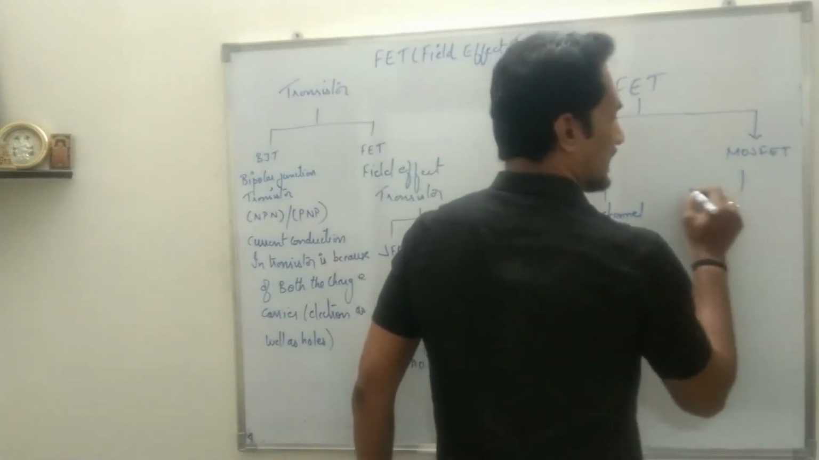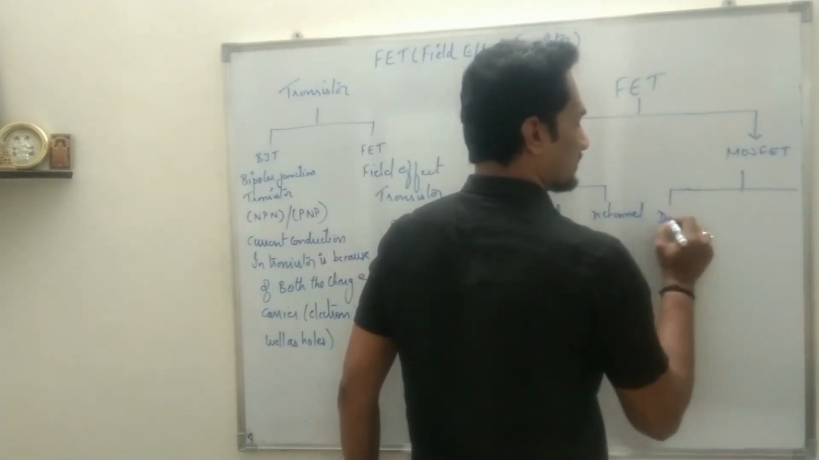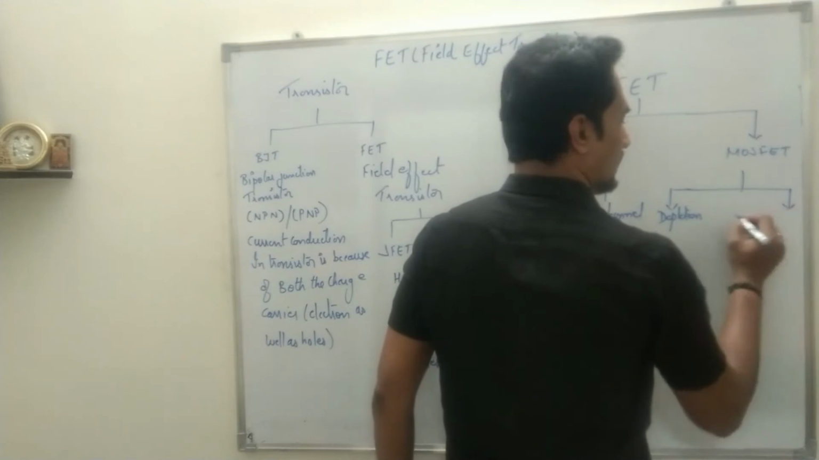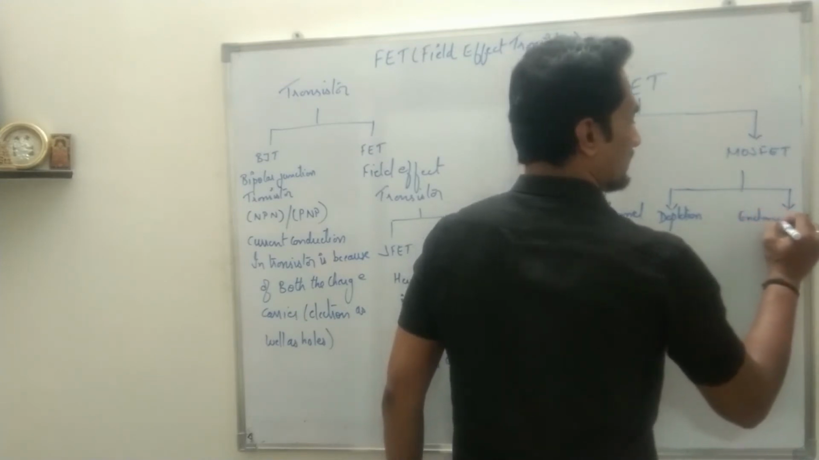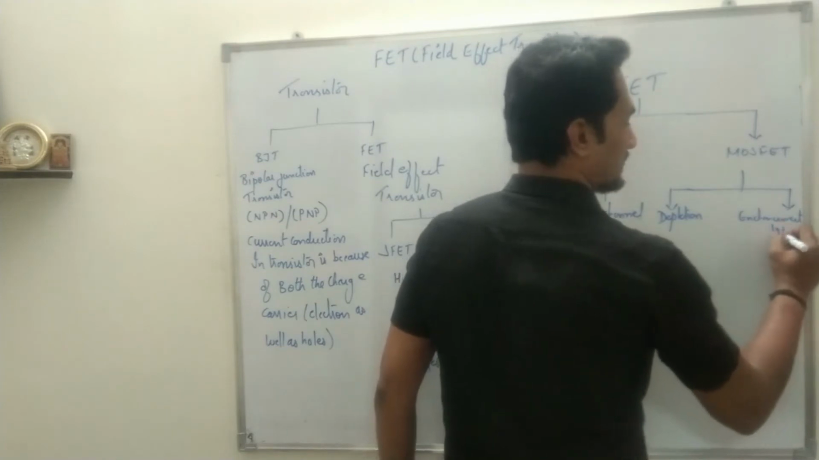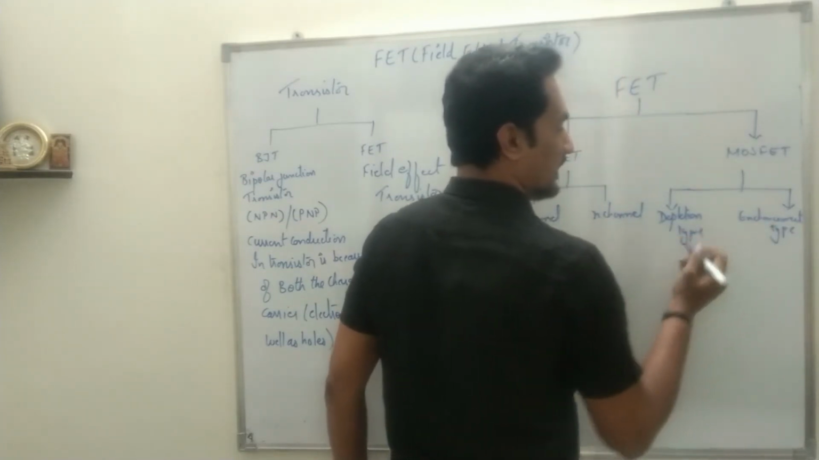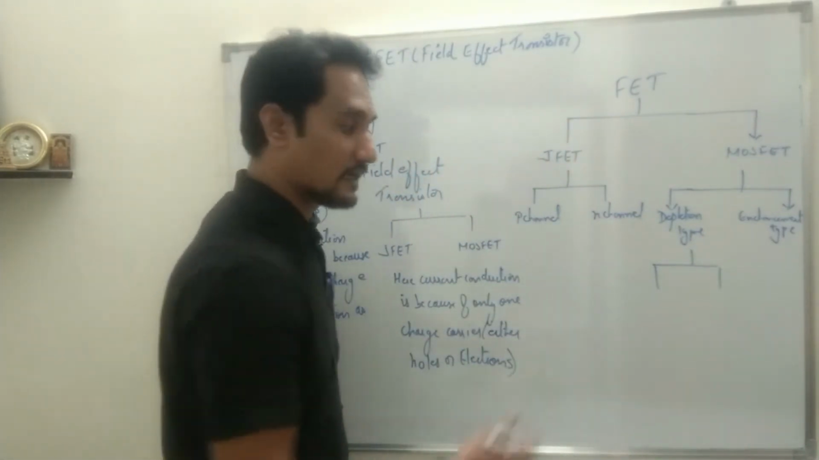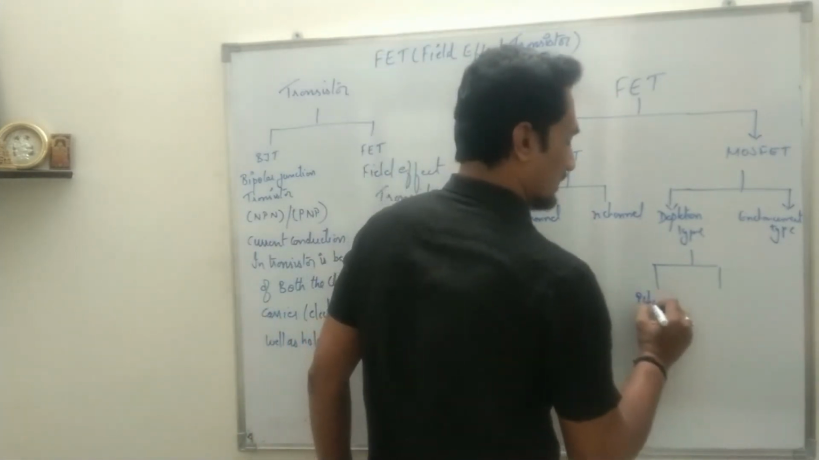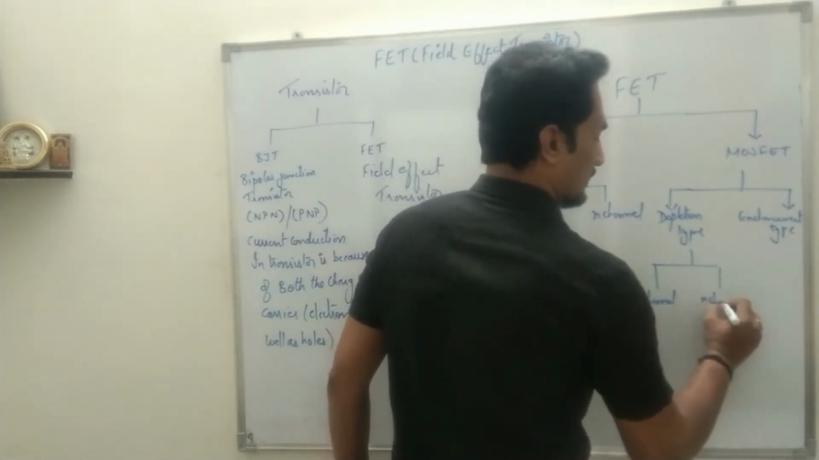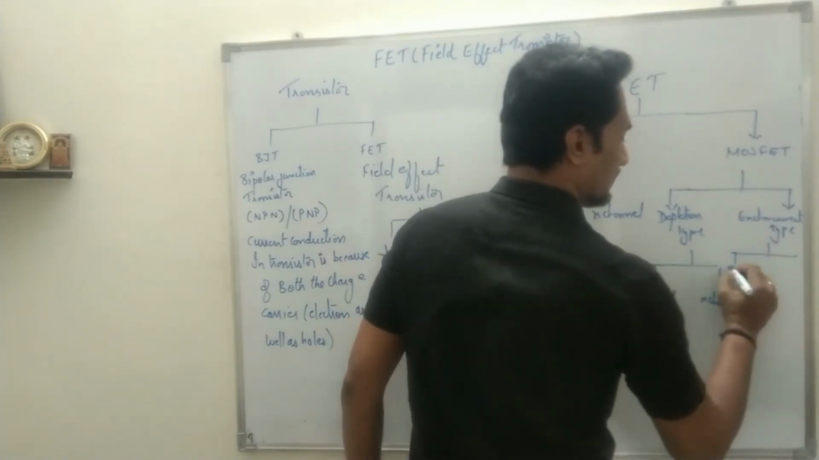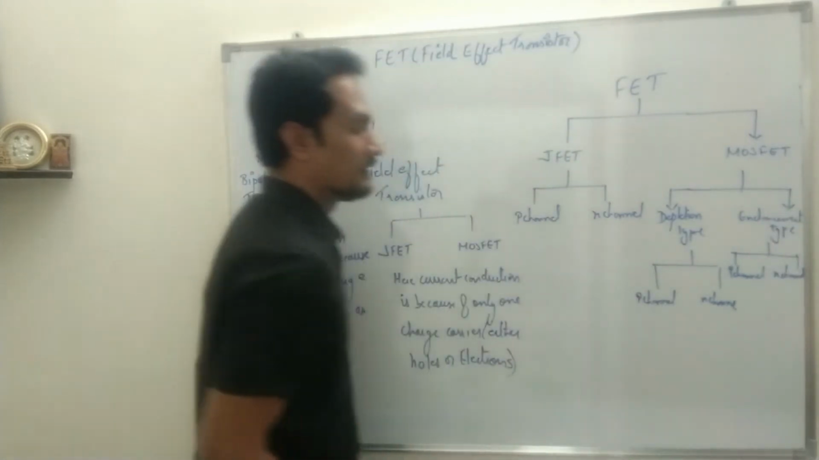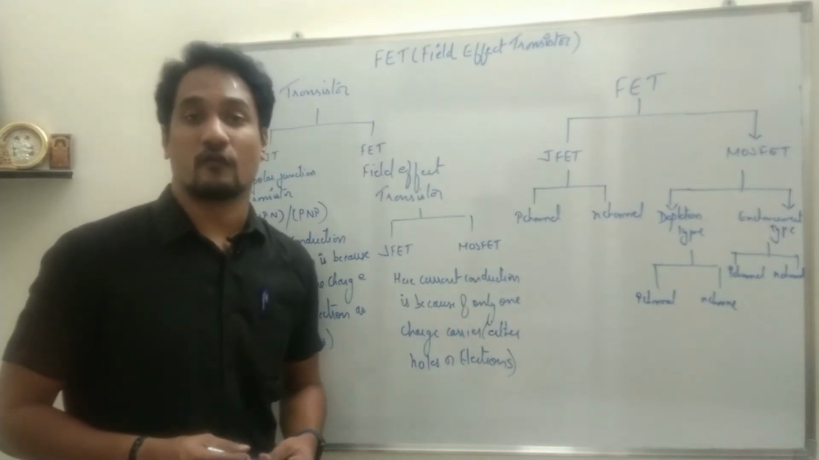MOSFETs again are of two types. One is called depletion and the other one is called enhancement type. Depending upon which majority charge carrier takes part in conduction, depletion type can be P channel or N channel. Similarly, enhancement type will be P channel and N channel. So this is what we have to focus on in unit number 3.